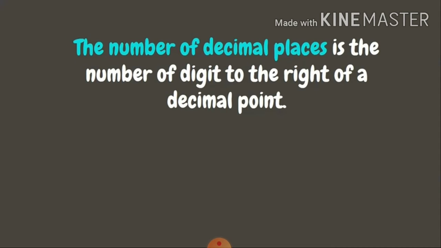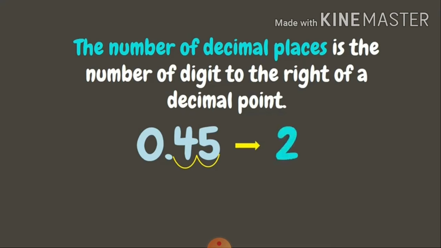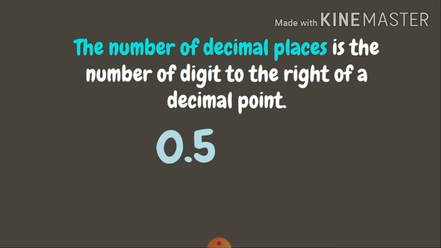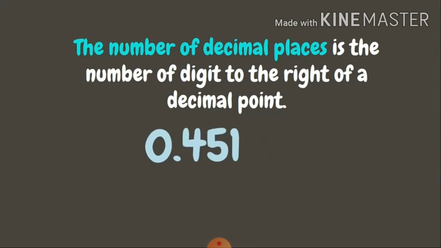The number of decimal places is the number of digits to the right of a decimal point. Let's take a look at these examples. 0.45. Let us count the decimal places. 1, 2. Therefore, 0.45 has 2 decimal places. Let's have another one. 0.5. Let's count the number of digits to the right of the decimal point. We have 1. Therefore, 0.5 has 1 decimal place. Last example, 0.451. Let's count the number of digits to the right of the decimal point. 1, 2, 3. Therefore, it has 3 decimal places.